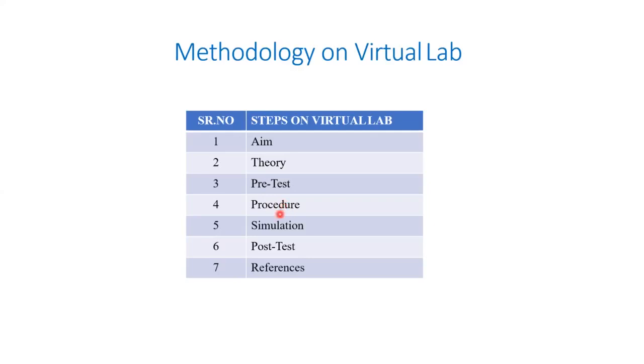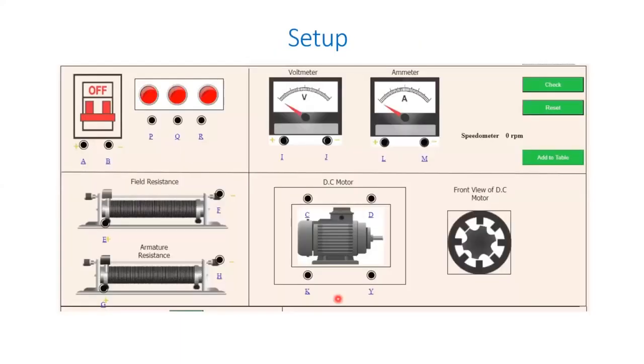You can go through that, and then you can go for simulation, in which you can follow the procedure mentioned and simulate the result. You can find the truth table and observation table. You can fill it, and you can prepare a graph. The entire thing is ready made. You can plot the graph even on that, and then you can give the post test. After performing the practical, whatever knowledge updation you did is tested in the post test, and the references you can get.